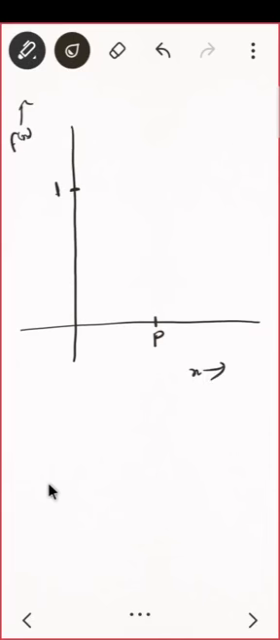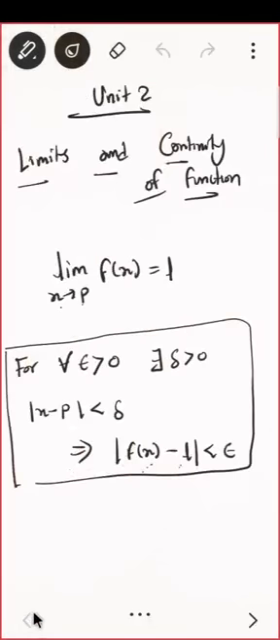What next? Suppose I am giving you epsilon equal to 1. So what should you do? You have to find a delta such that this is true. Can you break this mod? And you know how to break this mod. You may write the whole definition in a different form. How will you break this mod?